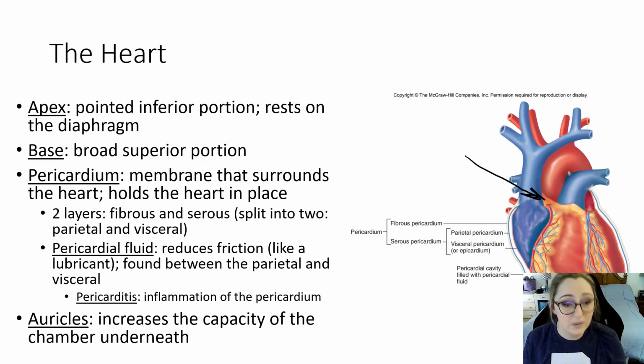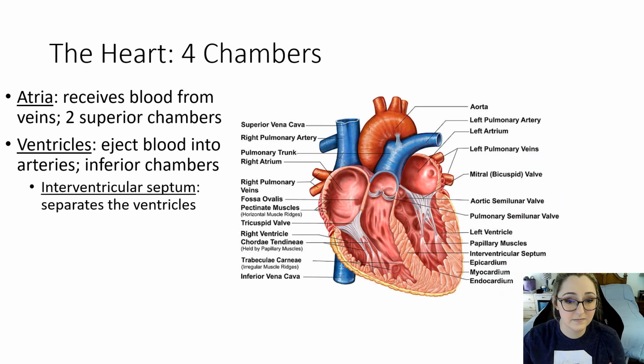And then we need to talk about the auricles. I always think of the auricles as being kind of these fatty little ears hanging off the sides of the heart. They are going to increase the capacity of the chambers underneath. And you'll kind of see that here in the next few slides.